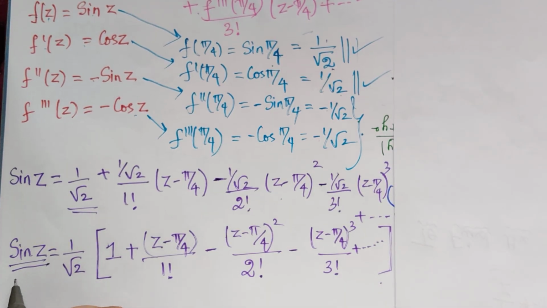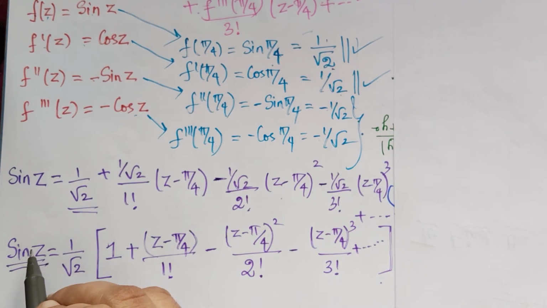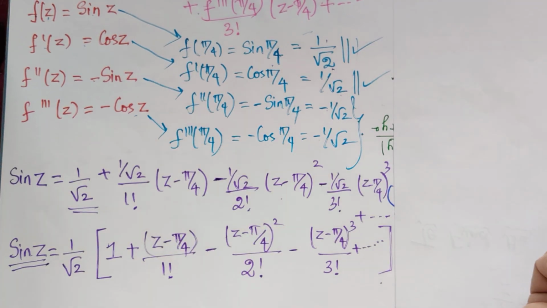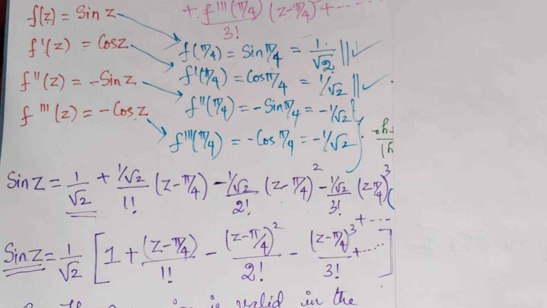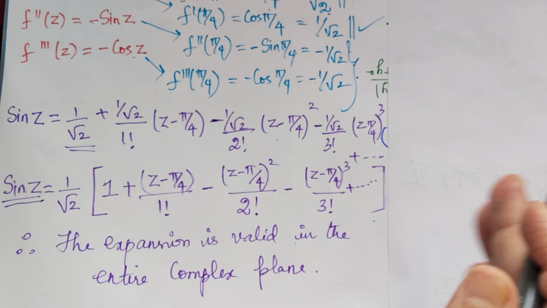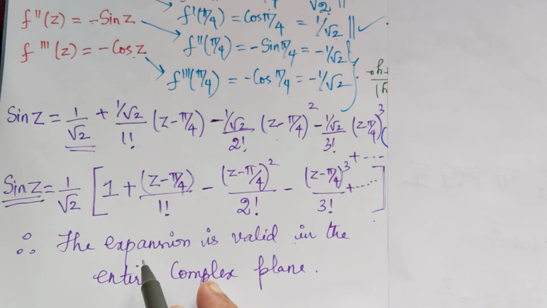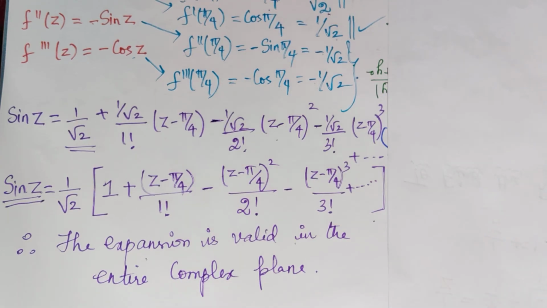And how about the region of convergence? We know that trigonometric functions are analytic everywhere, and therefore the entire complex plane becomes the region of convergence, and therefore the expansion is valid in the entire complex plane. So I have written that the expansion is valid in the entire complex plane. You have to conclude the problem like this because they have asked us to determine the region of convergence.